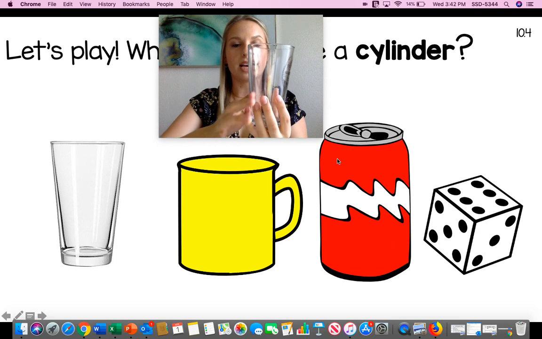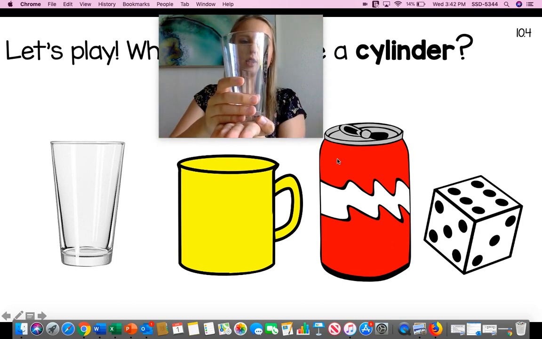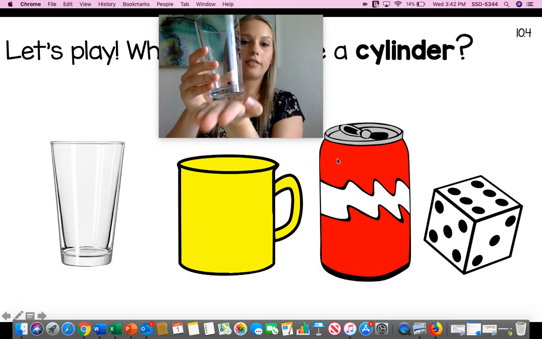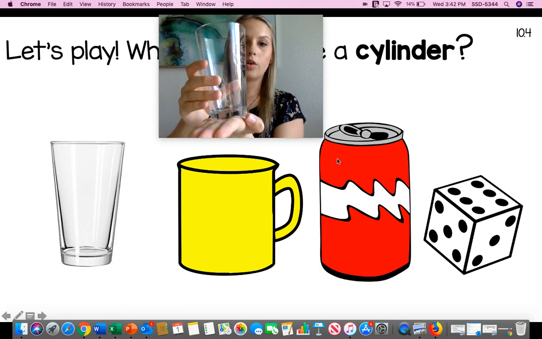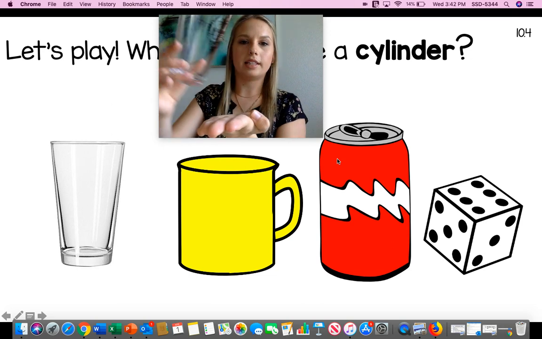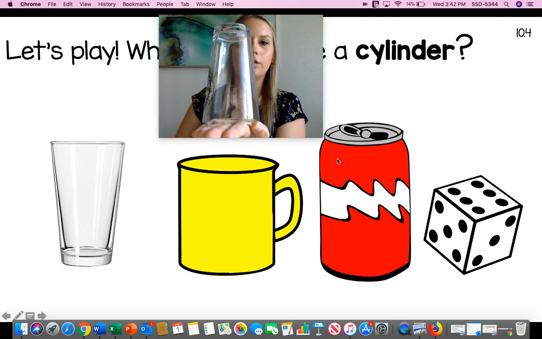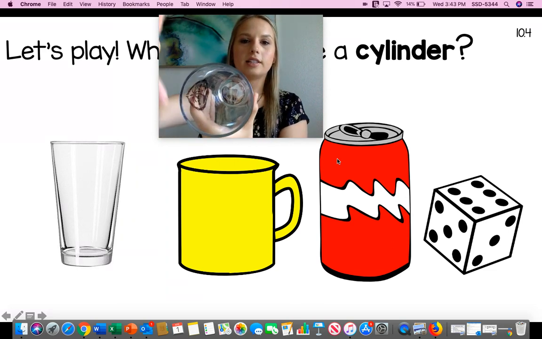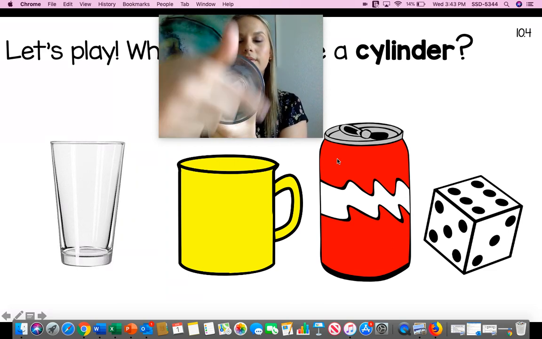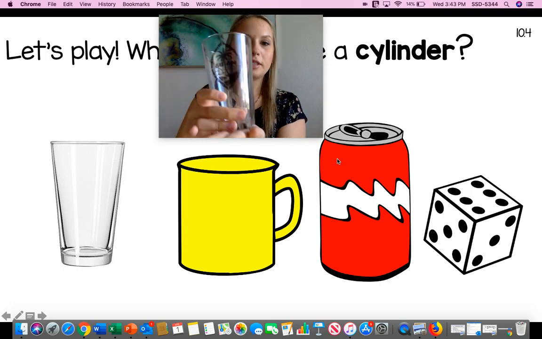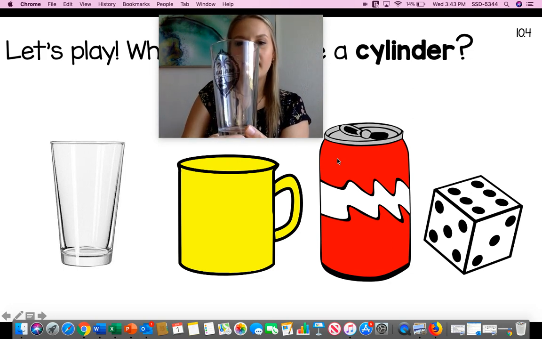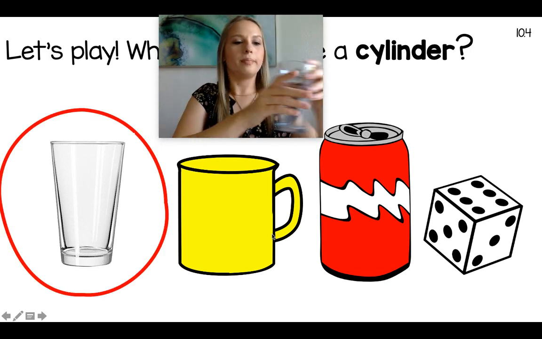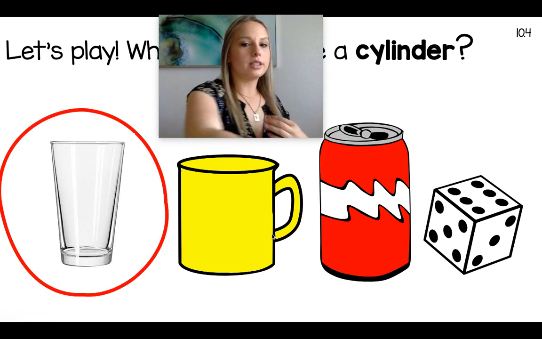All right, so I'm going to use the first one, glass cup. And here I have a glass cup. Okay, so let's look and see if it has two flat surfaces. So I know I can lay a flat surface down on my hand. So it has one flat surface here at the bottom. Let's see if it has one here. Two flat surfaces. Good. If I look at it sideways, is it round and curved? Yeah, so it must be a cylinder. Good job.